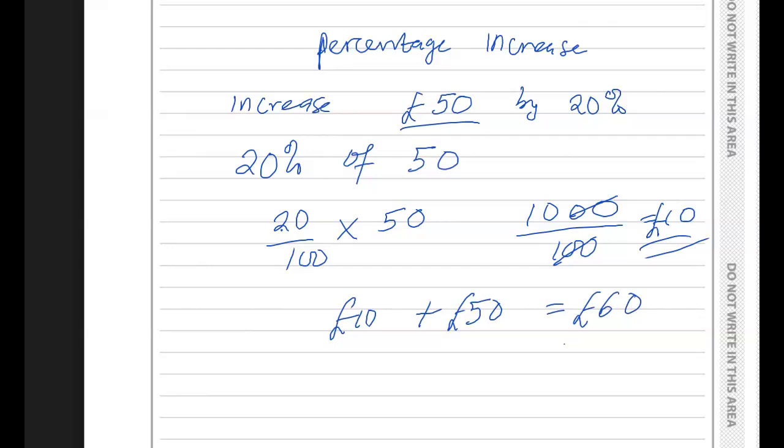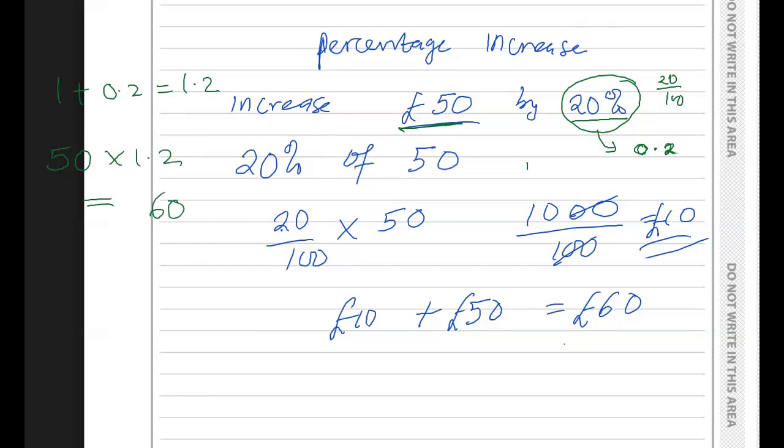You can also do it in a different way, with the calculator. When you say increase £50 by 20%, you convert the 20% to a decimal. 20% is 20 over 100, which gives you 0.2. Since it's an increase, you add 1 to it: 1 plus 0.2 gives you 1.2. Now on the calculator you press 50 times 1.2, and that gives you 60. So you can use the first method in blue, or the second method in green. That's how to work out percentage increase.